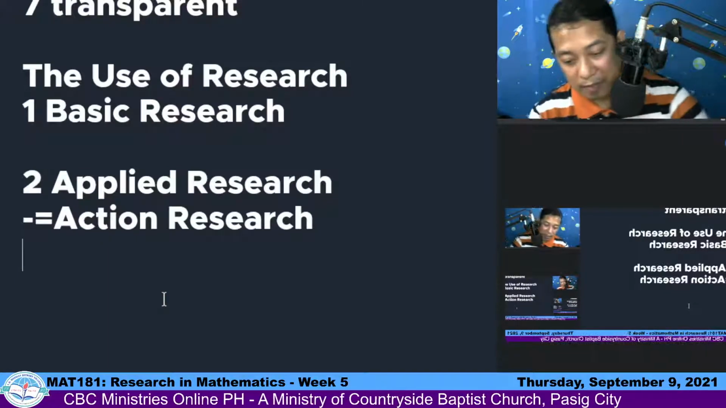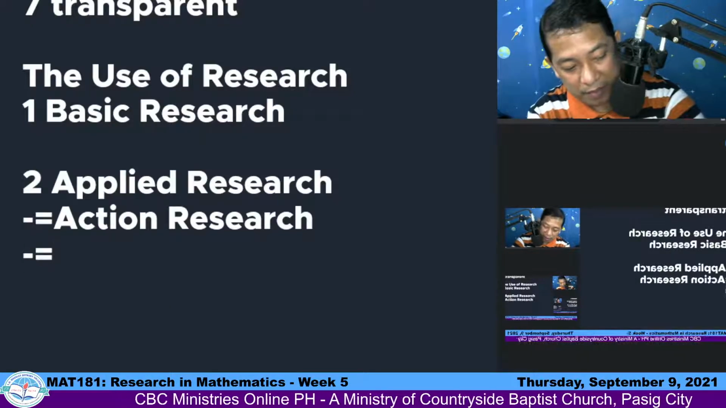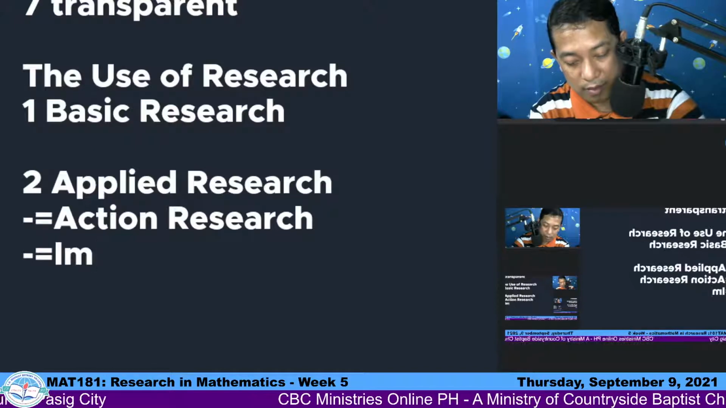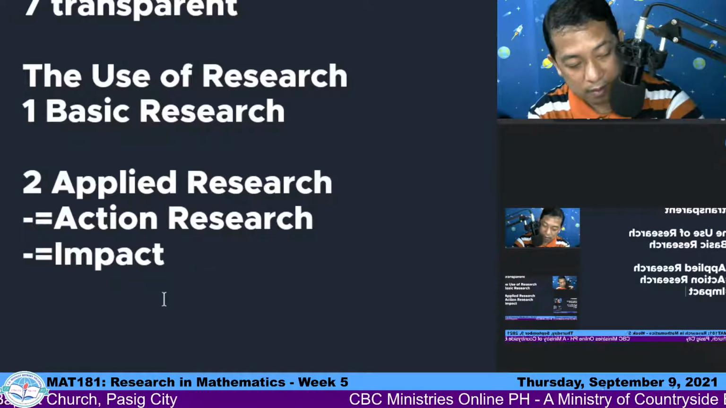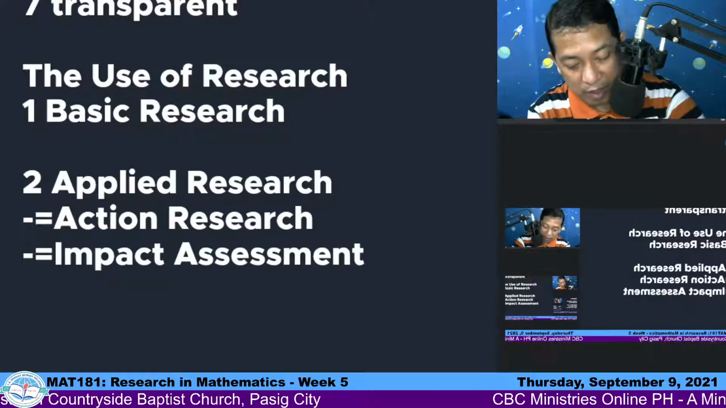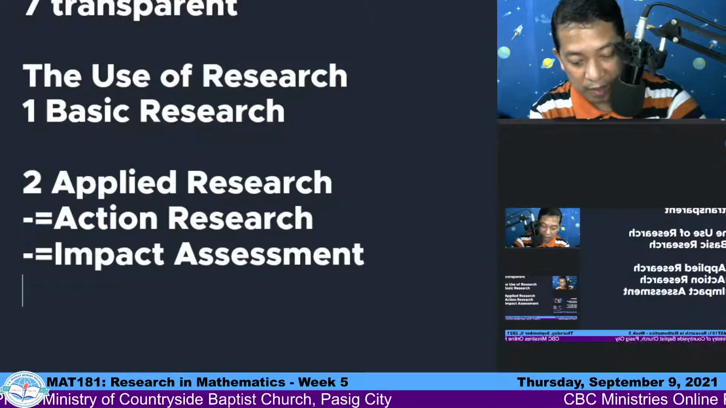So, meron pang ibang mga applied research dito, perhaps impact assessment. And then we have also evaluation research as part of your applied research.